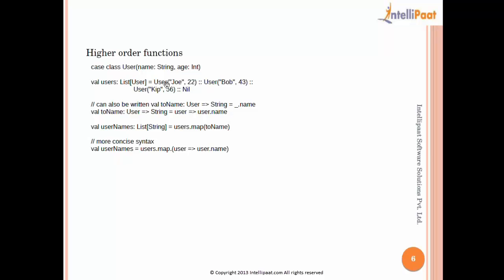So if you give a list of users, it's going to do a map on the list and then it's going to produce a list of strings. So this is a very simple example of a higher order function.